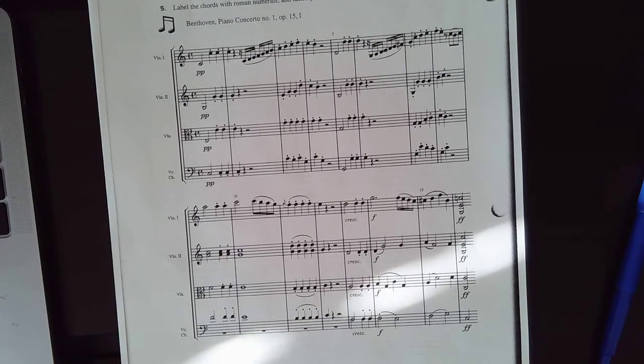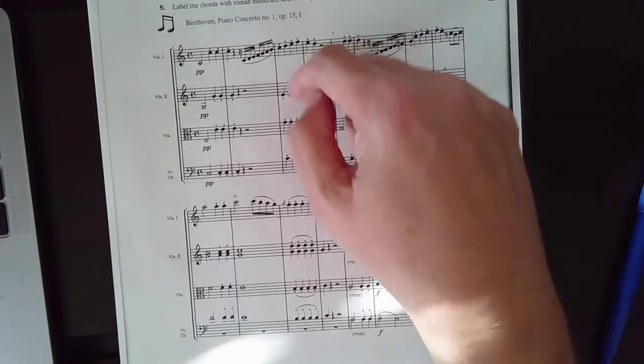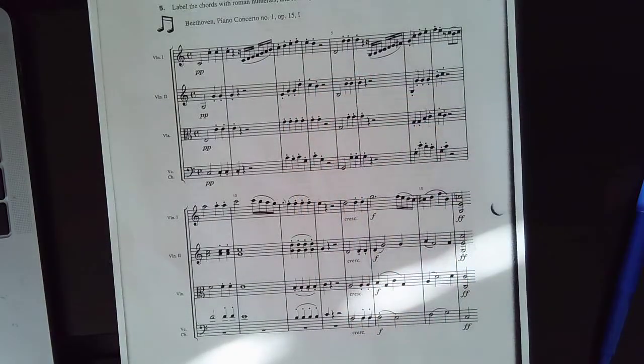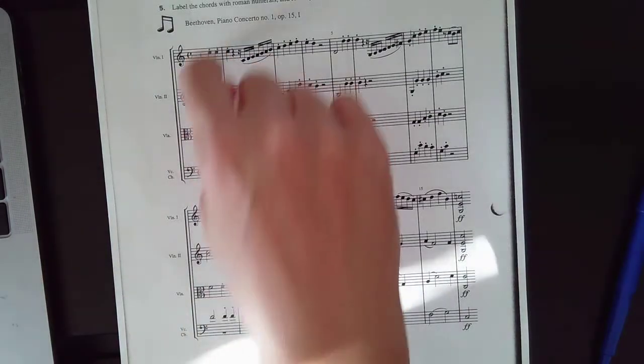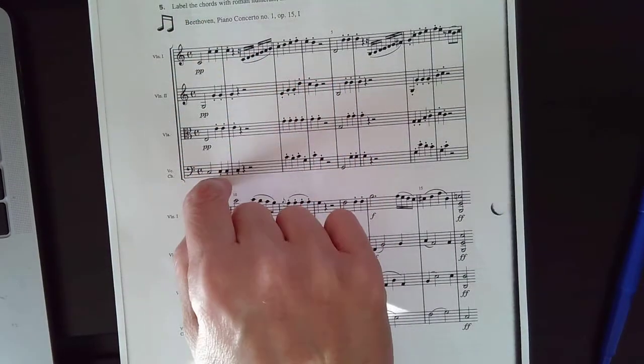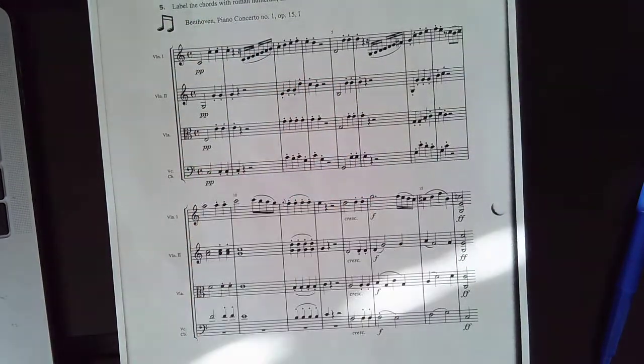Again, this is the string parts. Give you a hint, trick. You don't always have to play all of the inner voices. If you want to do this at the piano, you can read the soprano and the bottom note. So you could just play. That gives you enough to hear what's happening.